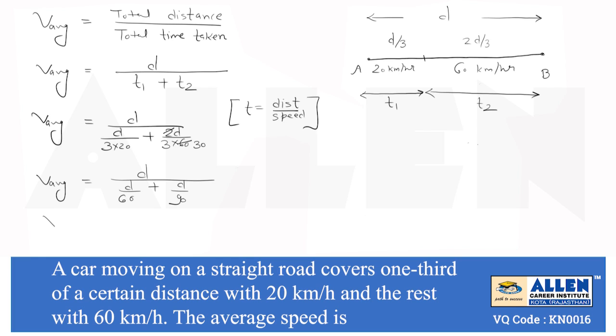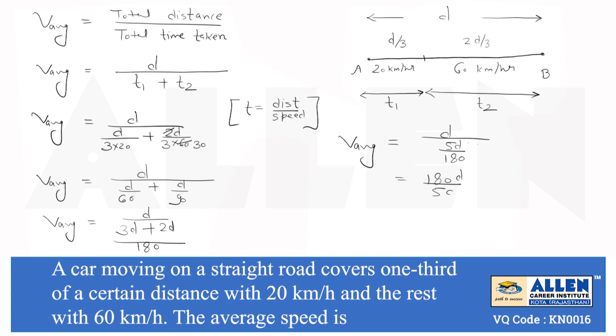Now by taking LCM, V average is equal to d upon, now LCM is 180, here the value is 3d plus 2d. So V average is equal to d upon 5d upon 180, that is 180d upon 5d, and now by solving we get our final answer, that is 36 km per hour. So the final answer for the question is 36 km per hour.